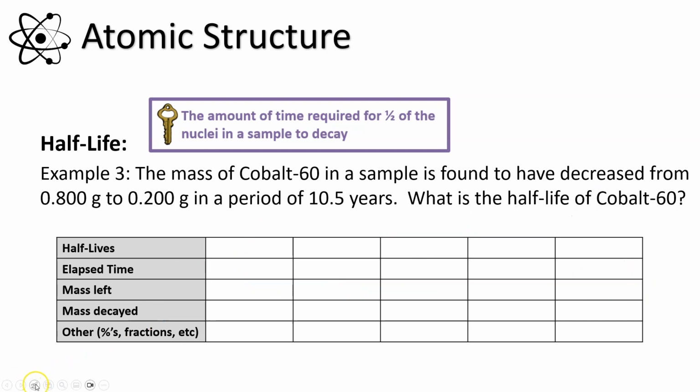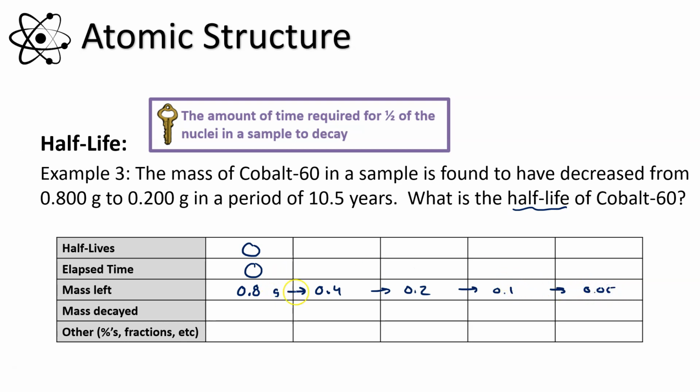And we'll do one more example that's a little bit different. This one says, the mass of cobalt-60 in a sample is found to have decreased from 0.8 to 0.2 in a time period of 10.5 years. What is the half-life? So this one's a little different. This is asking me for the half-life itself. I'm still filling out the table the same way. Starting at 0, my initial mass, it says, is 0.8 grams. You can still split that in half, 0.4, 0.2, 0.1, 0.05, as many times as you wanted to.